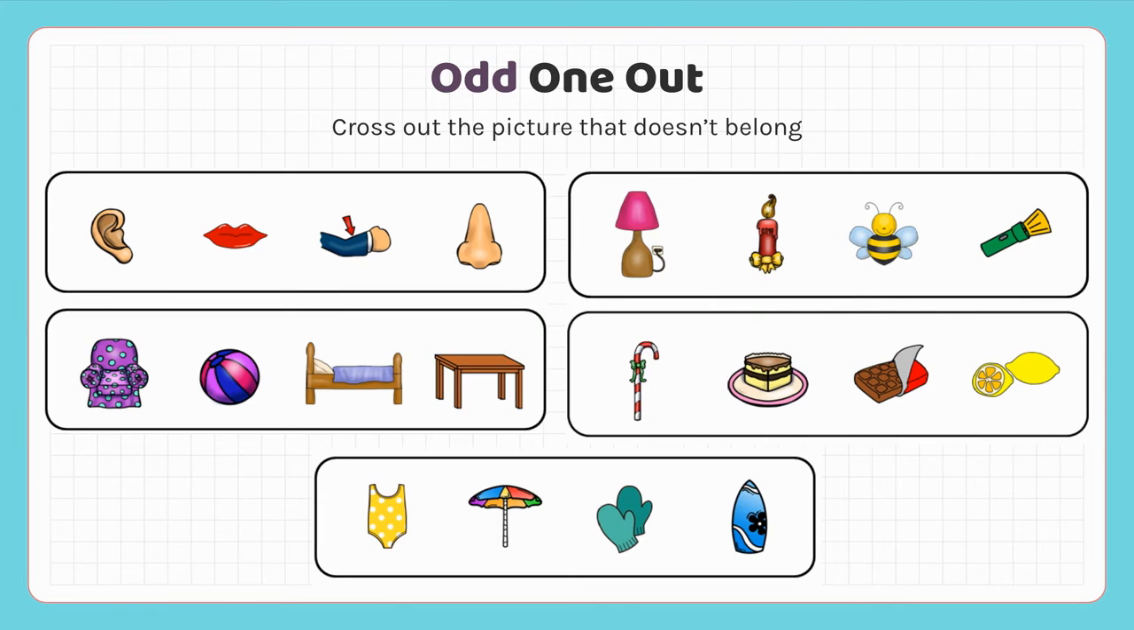For the first one, we crossed out the elbow because that is the only body part that cannot be found on the face. For the second one, we crossed out the bee because that is the only one that is not a source of light. For the third one, we crossed out the beach ball because all the others are pieces of furniture. For the fourth one, we crossed out the lemons because the other ones are all sweet. For the last one, we crossed out the gloves because all the others are used for the beach and hot weather.